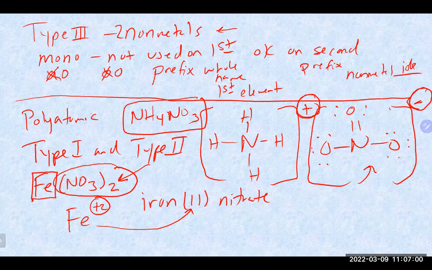A vast majority of the polyatomic ions, as we talked about, end in ate or ite, and you could kind of group them together.